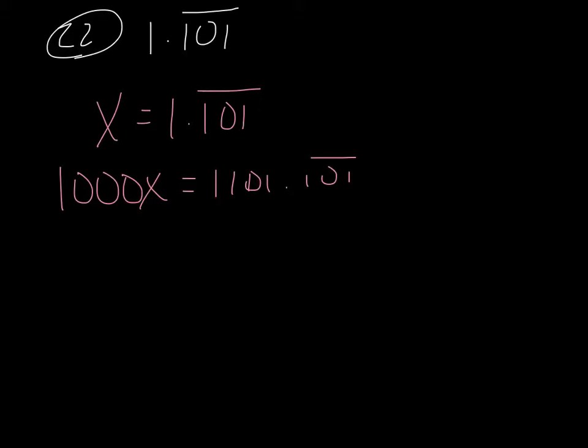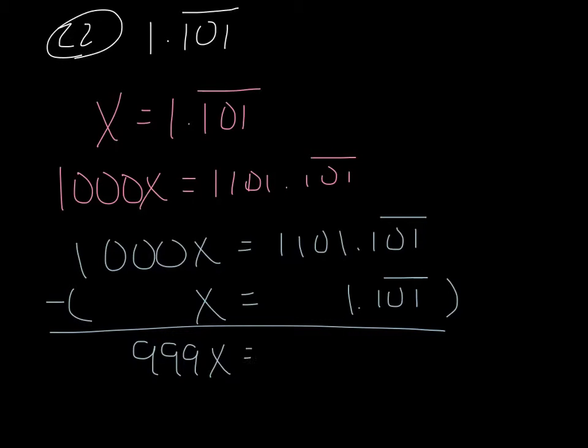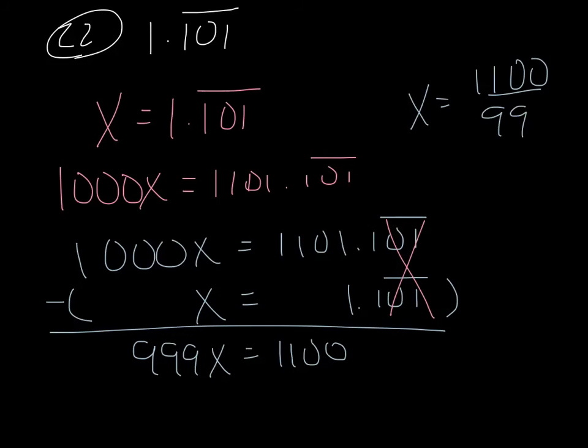1101.101 repeating. I take 1000x, which is equal to 1101.101 repeating. I take x, which is equal to 1.101 repeating, and I subtract. Okay, 1000x minus x, that's 1000 minus 1 is 999x. The repeating parts cancel, which is the point of this, and now I have 1101 minus 1, which is 1100, and that does not reduce. You get x is equal to 1100 over 999.